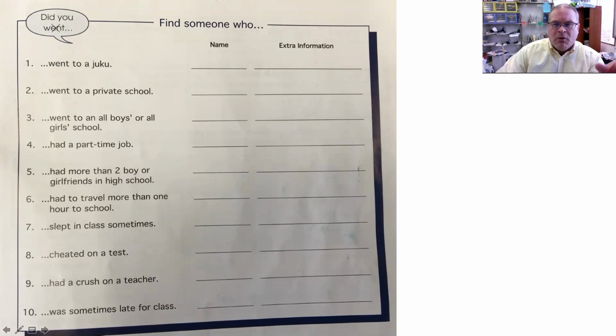Okay, we did this before in our other classes. So what I'm going to do right now, I'm going to give you about 1 minute. I want you to see if you can guess what these are. Went to a juku would be, did you go to a juku? Went to a private school, did you go to a private school?